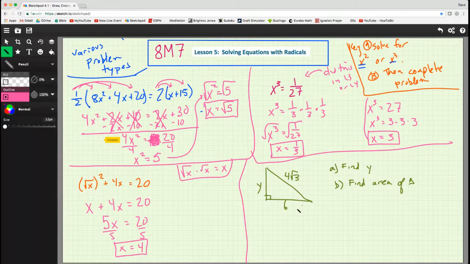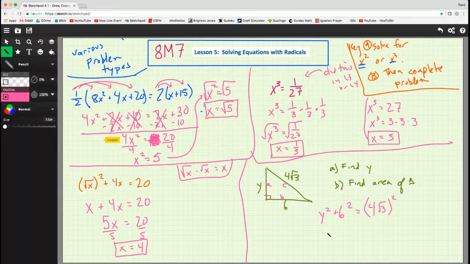Now this last one, we have to use the Pythagorean theorem to find our y, because we have a right triangle, and then we're going to find the area of a triangle kind of as a bonus question. Okay, so we say this is our A, and this is our B, and this is our C. So y squared plus 6 squared equals 4 root 3 squared. And we're going to have to pull out our concept that we learned from one of our building blocks.